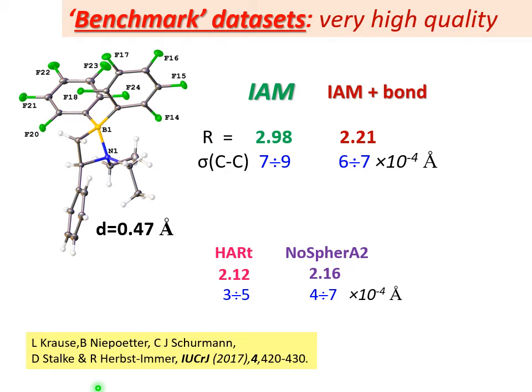Another benchmark dataset, this is coming from the Göttingen group. IAM model is at 2.98. IAM plus scattering center 2.21. HAR and NoSpherA2 are of course better, but again it comes at the price of very complicated calculation. Most of the effect is done with the simplest correction.